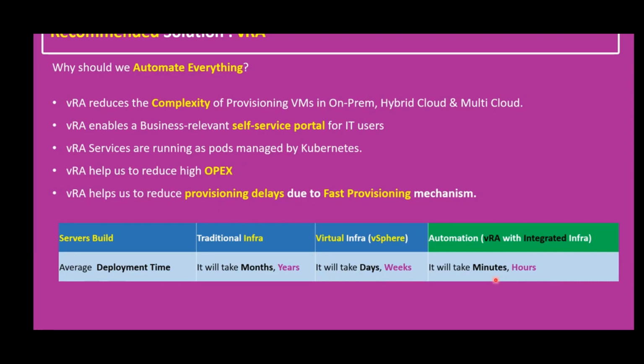Even in interviews, they will ask why we should automate everything, and you can explain or elaborate these points. The main purpose is reducing operational expenditure cost, and the provisioning will mainly be fast provisioning. Okay. This is the recommended solution for automation. And we'll talk about another point now.